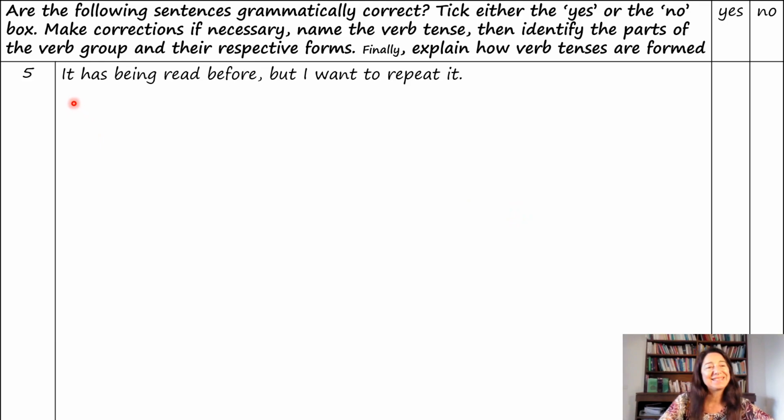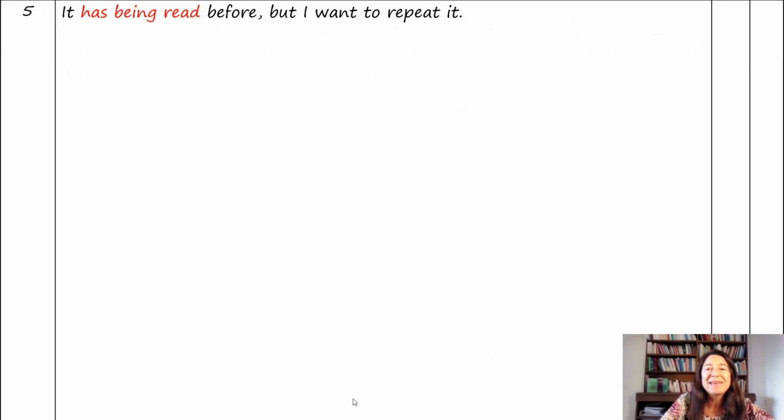Let's go on to the next sentence. It has been, okay, so how do you read this? Many students might not be quite sure, so you need to learn irregular verbs by heart. And for now, I don't know, maybe we're going to say it has been read, we're not sure yet. We need to be sure before, but I want to repeat it. So the verb form here, the VP, is has been read.